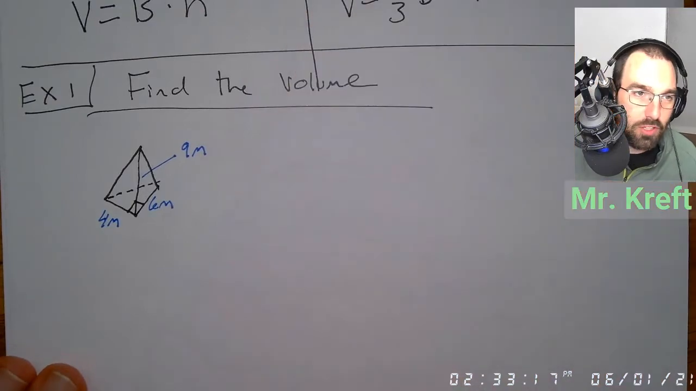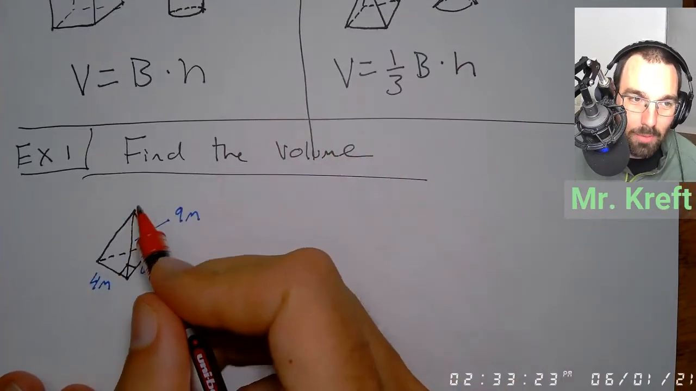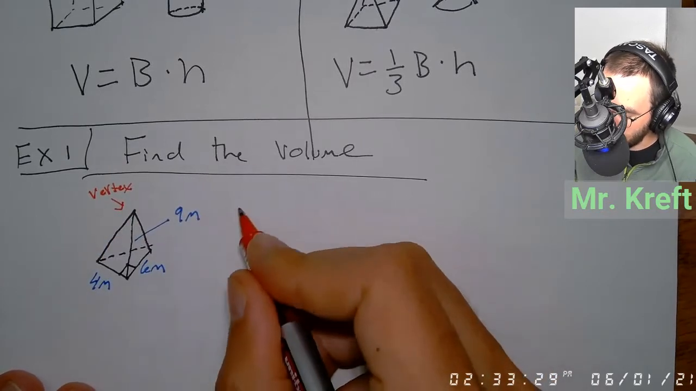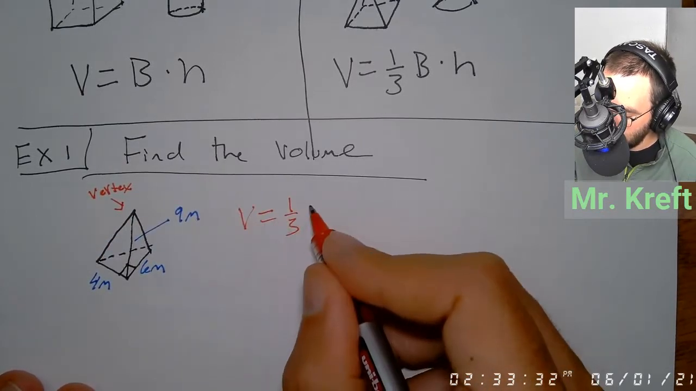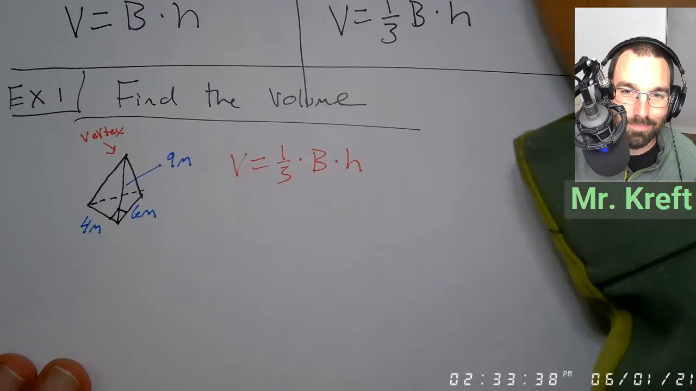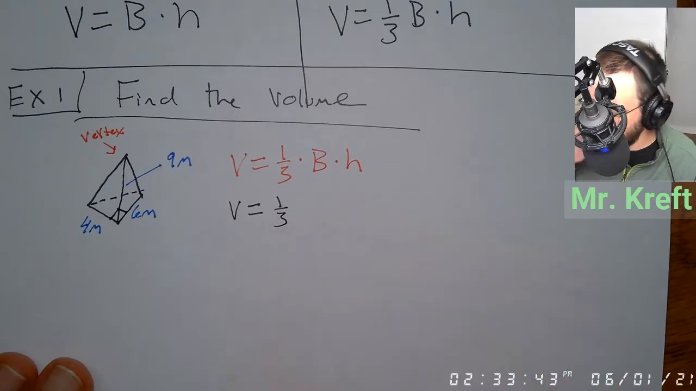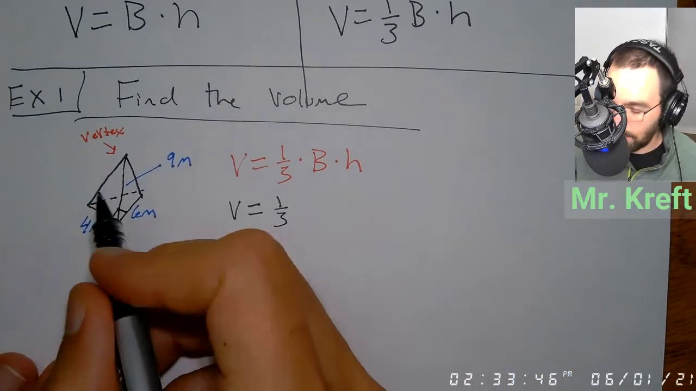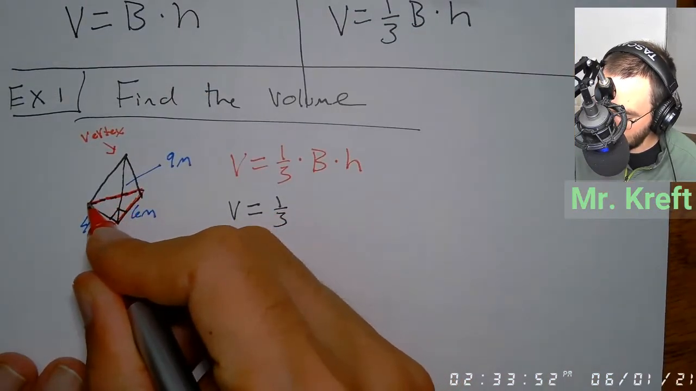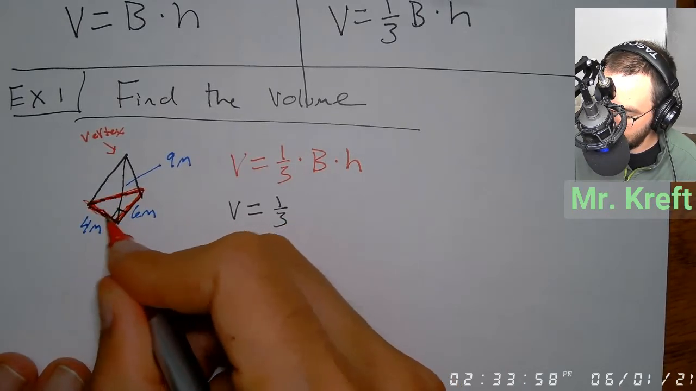Okay, so the first thing we have to identify is this a bash or a stab? Well, judging from the vertex right here, right? This would be our vertex. This would be a stab. So volume is going to equal 1/3 times the area of the base times the height. Yeah, stab them. I see how you guys work. So I'm going to get volume equals 1/3. Now, what shape is the base? The base is right? If I highlight this in red, not because it's losing 1/3 of its blood. Really, this is getting kind of dark.